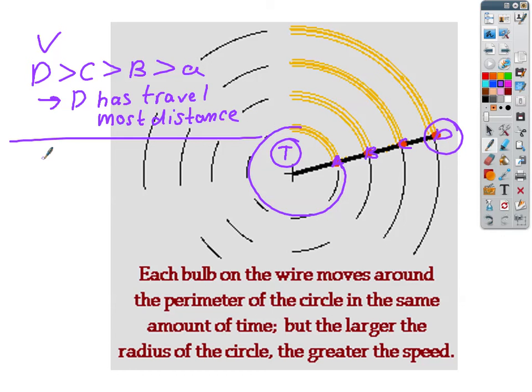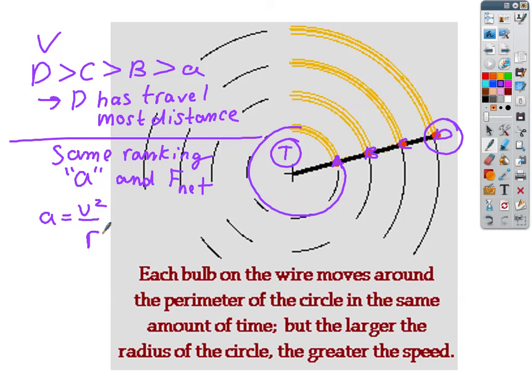Now, because of that, obviously, it's the same ranking for acceleration and net force. It's all the same. And that's because, obviously, greater velocity, formula would be, a would be v squared over r. Yes, it has a larger r on the outside, but you got velocity squared there. I think you're going to be okay. And same thing goes with net force. Then you just do m times a. Obviously, if it has the greatest a, it should have the greatest net force if all the masses are the same.